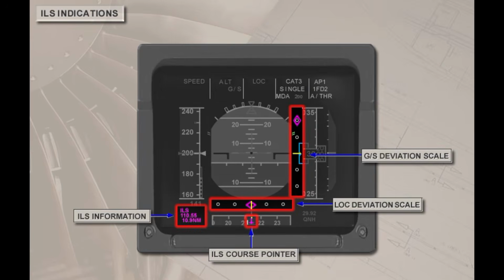The localizer and glide slope deviation scales are displayed when the crew presses the ILS push button on the EFIS control panel. The deviation indices are displayed when the localizer and glide slope signals are valid. The ILS identification as decoded by the ILS receiver, the frequency, and the DME distance, if available, are displayed in magenta. The course pointer is displayed as a magenta dagger on the heading scale. If the ILS course is outside the displayed range of the heading scale, it will appear as a numerical value on the left or right side of the scale.